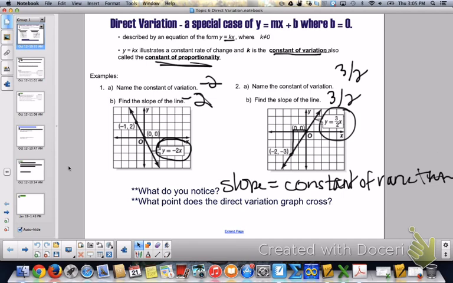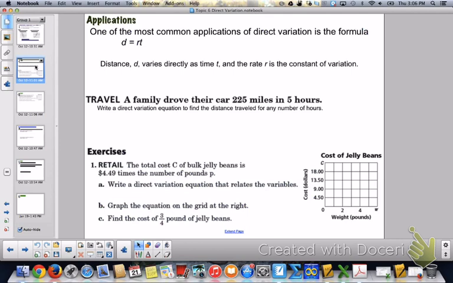Okay, so what point does the direct variation graph always cross? We've talked about that, the point 0, 0, the origin. All right, so now first we're going to look at some applications. One of the most common applications is distance equals rate times time, okay? D equals RT. That's one of the most common applications there is.